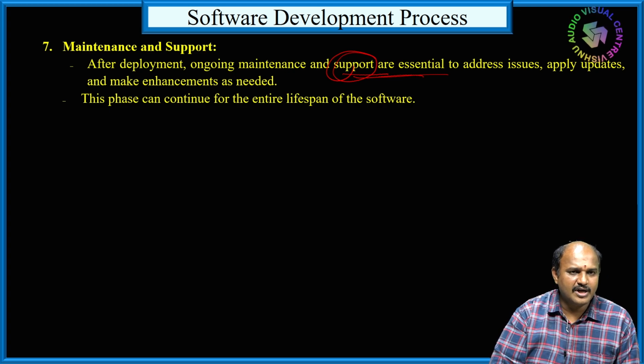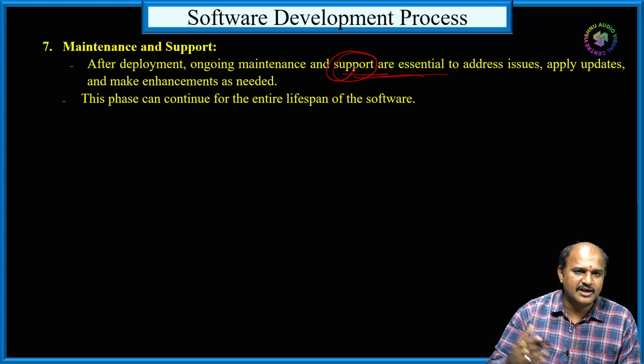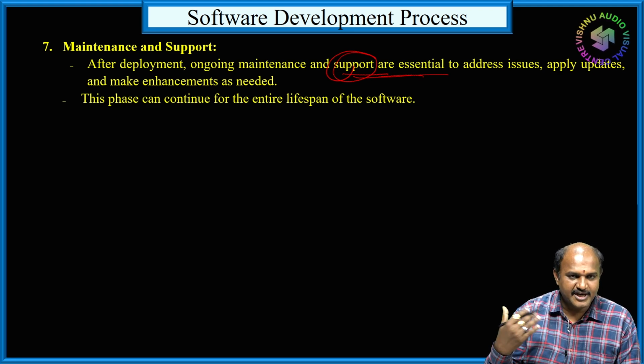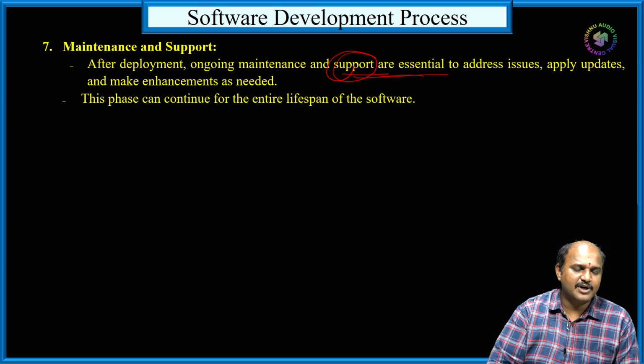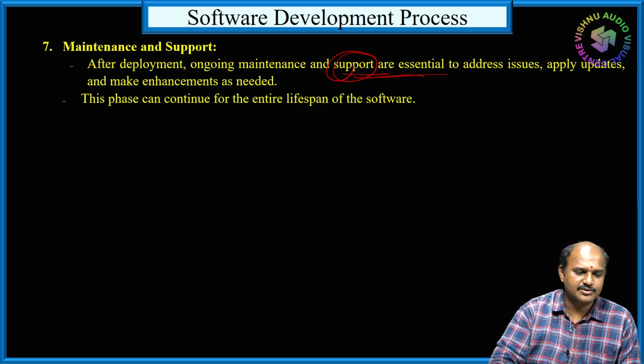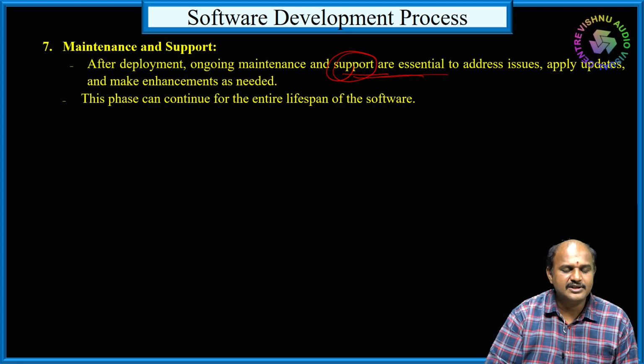Nowadays we have already seen this. After installing an app, it again asks for some upgrade. Upgrading means that internally some feedback is going on, and that is why we are upgrading. So that is called the maintenance and support system.